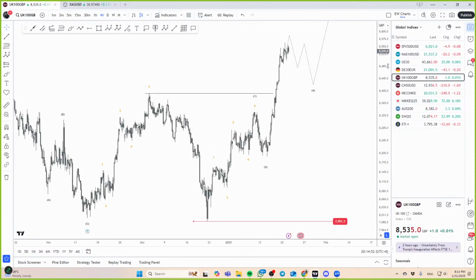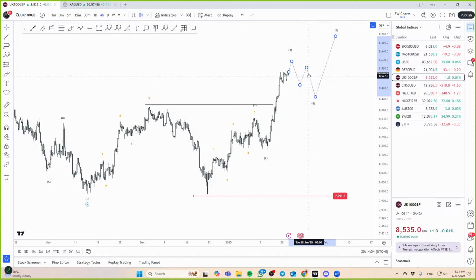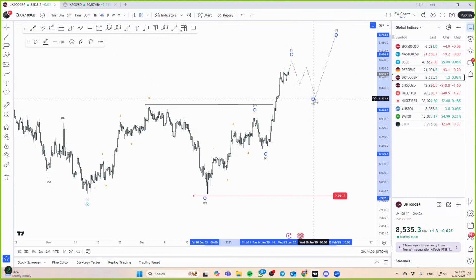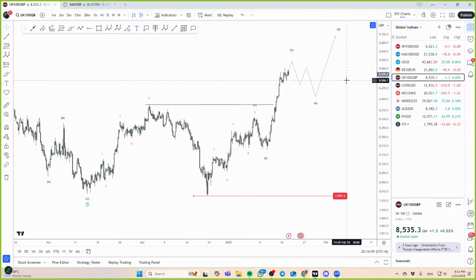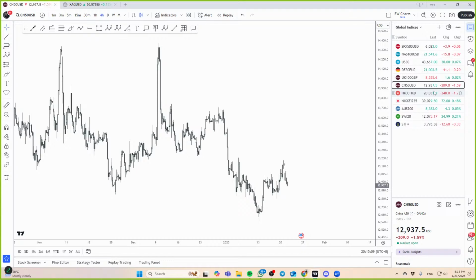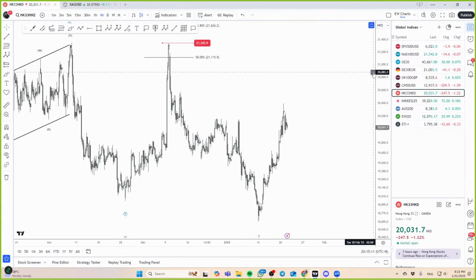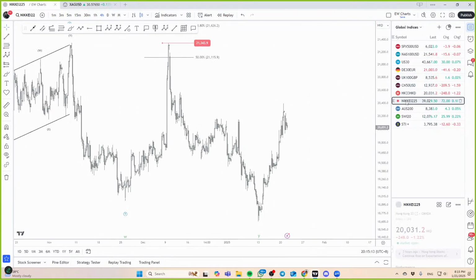FTSE here as well. Overall, generally we're just sticking to a bullish bias. I think it's very clear, because the momentum is there. So any sort of corrective pullback would just open up the buy trade opportunity for us. Hong Kong, of course, and China, we're just going to skip that for now. I don't want to focus too much on that.